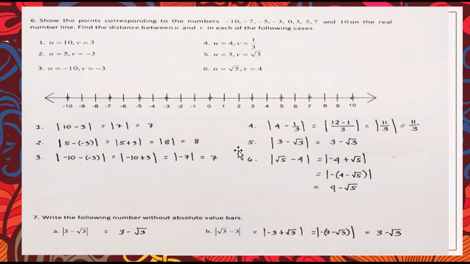Next, number 5. When u is 3 and v is square root of 3. So, 3 minus square root of 3. The absolute value of 3 minus square root of 3 is 3 minus square root of 3 ra gihapon.